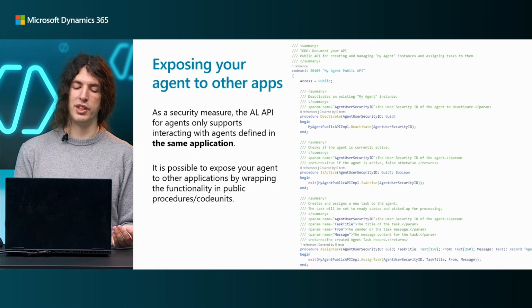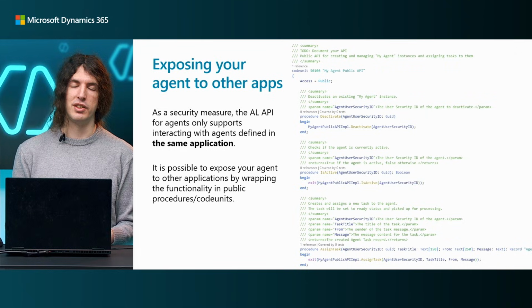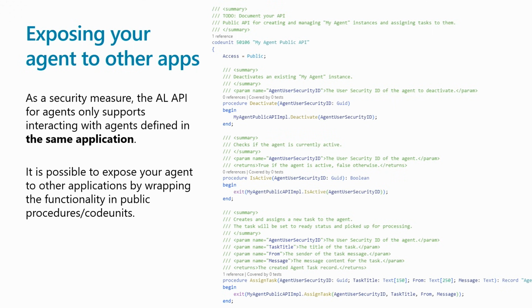So what you need to do is create, inside your app, public functions that other apps can call. Like, for example, you can see the Deactivate function, which by default would be blocked. But because we are exposing it as a public method on our codeunit, MyAgent Public API, it can be called by other apps. So this way, you can expose everything inside your app to be used by external consumers.